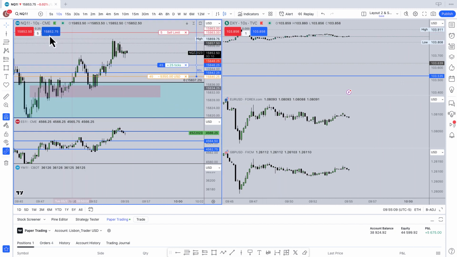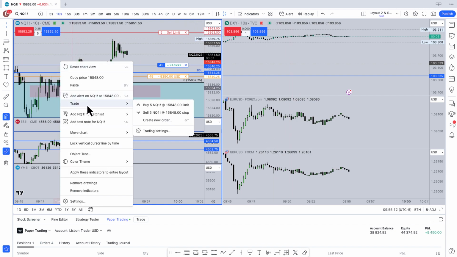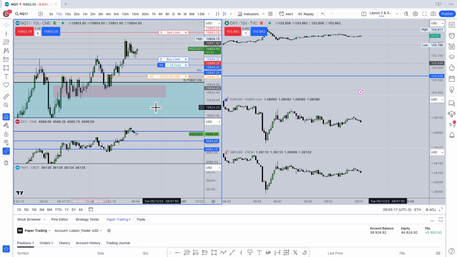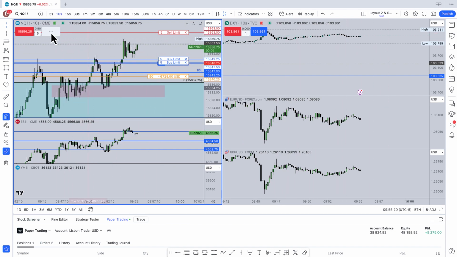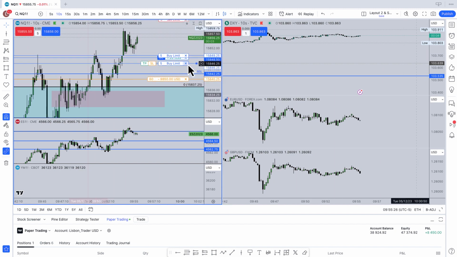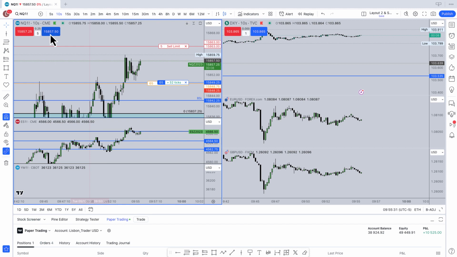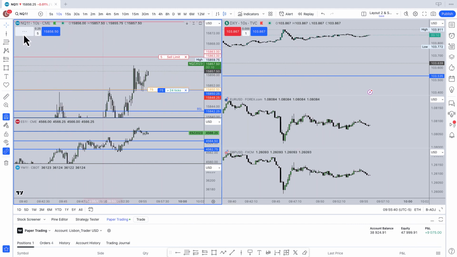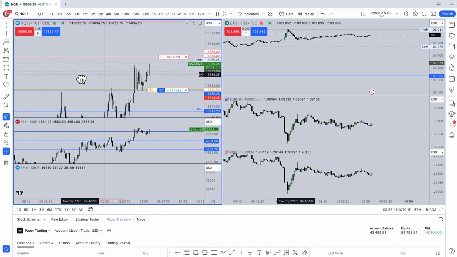Let's keep on buying. Buy below this candle if it allows us. Okay. We are now at 10,000 equity, break even. So let's keep on buying. Protect the trade. 50. Let's put some in equity. 49. 51. Okay.